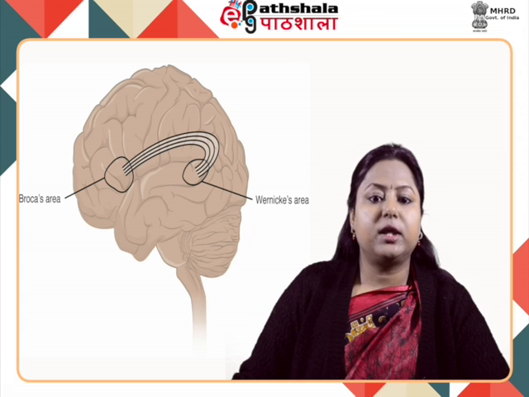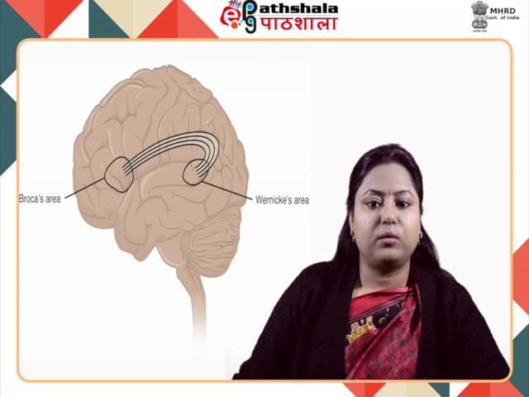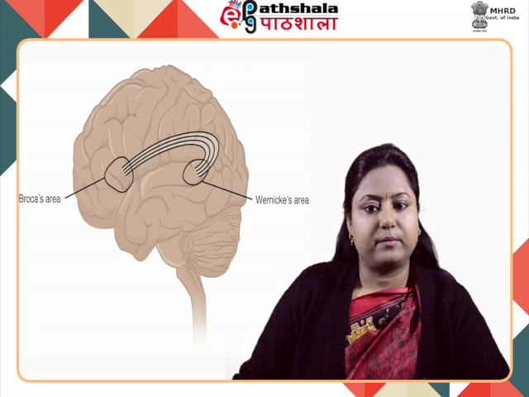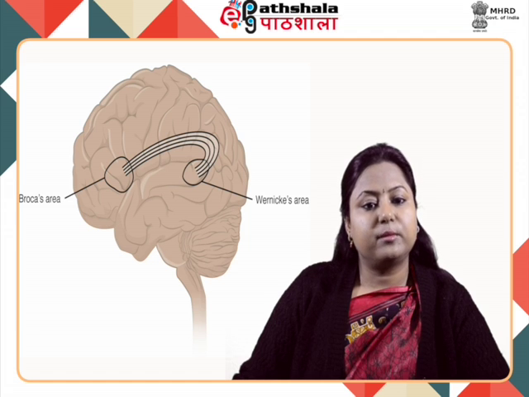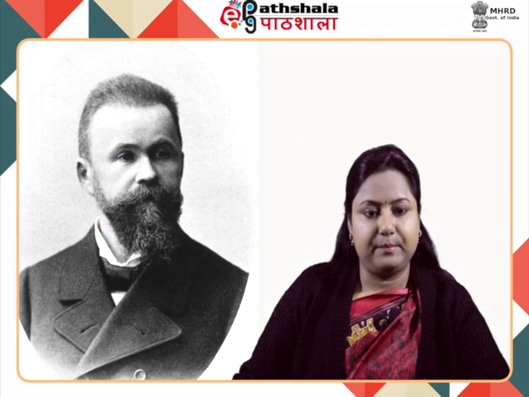The area of the brain that was damaged in Tan was in the left frontal lobe that directs the muscle movement involved in speech production. Individuals with damage in the Broca's area have problems in saying words correctly.